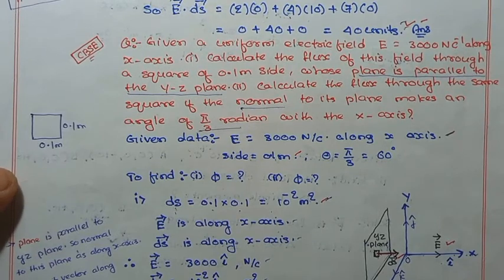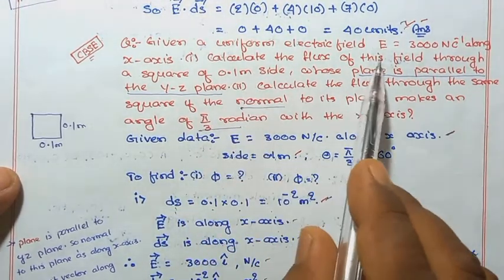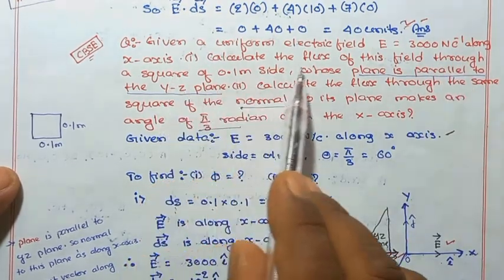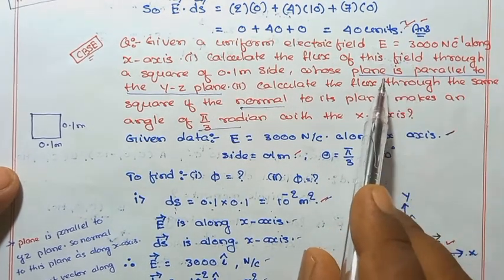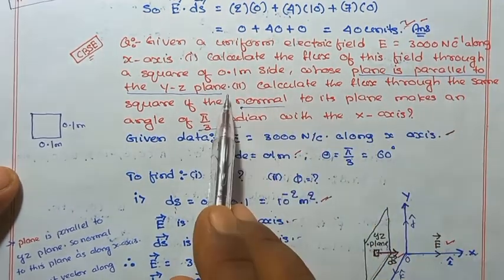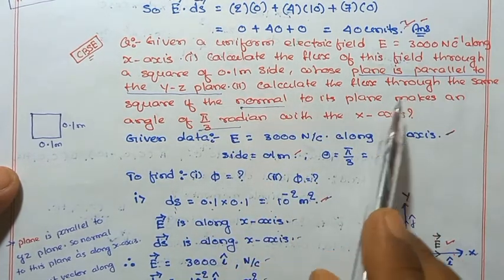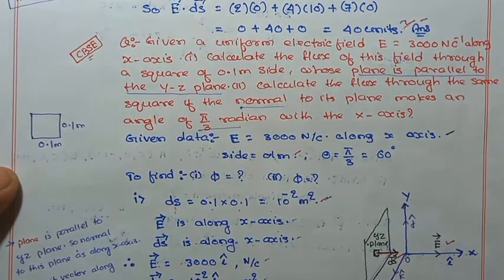In that question it is given that a uniform electric field E is equal to 3000 Newton per Coulomb along x-axis. Calculate the flux of this field through a square of 0.1 meter side whose plane is parallel to yz plane, and calculate the flux through the same square if the normal to its plane makes an angle pi by 3 radian with the x-axis.